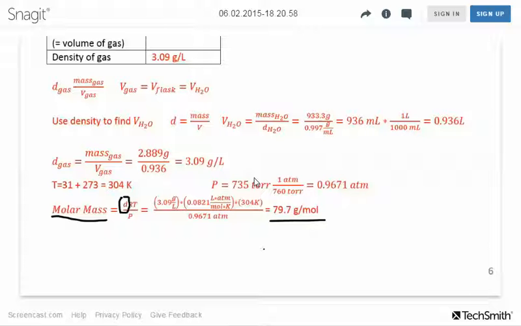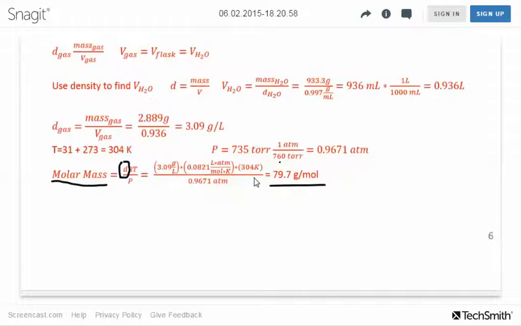So work through that problem again and see if you get the same answer. Work through the numbers. You can always pause the video.